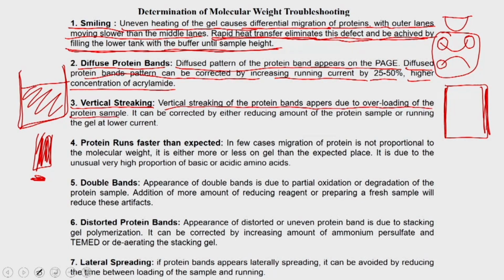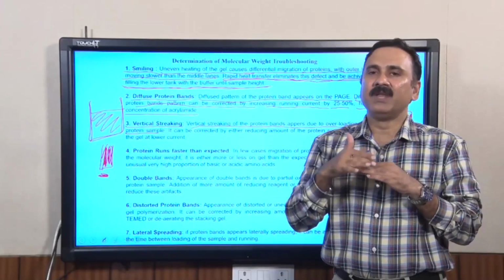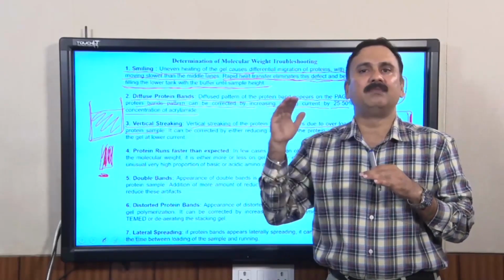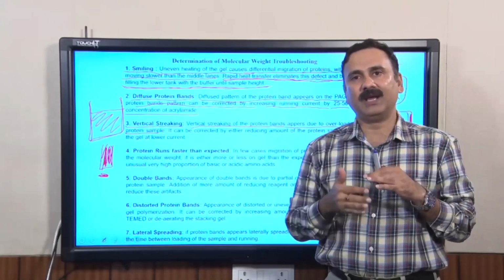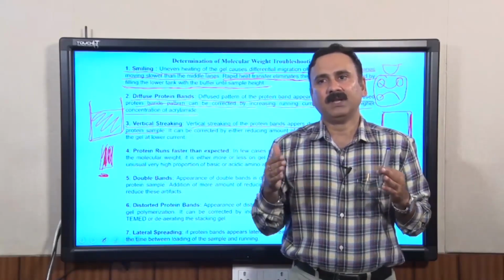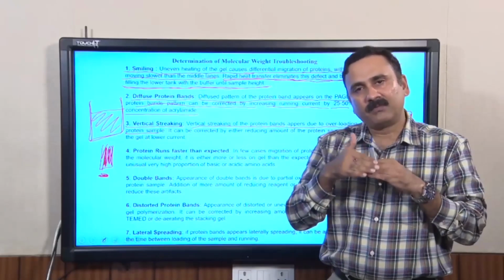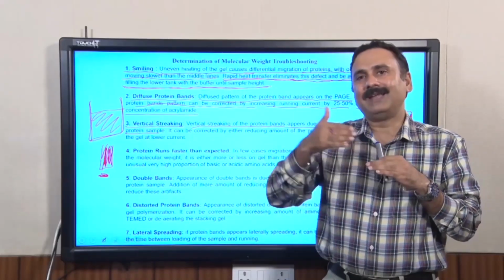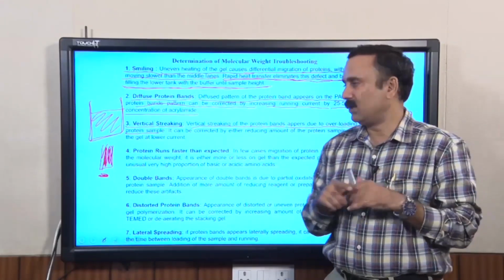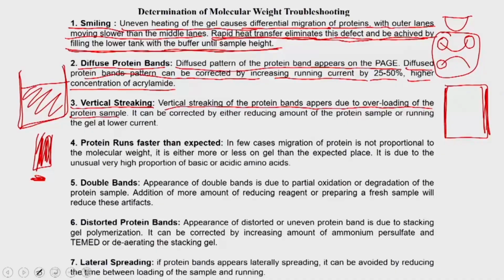If you remember, in the previous lecture we discussed that when you load a sample, it has to be stacked properly. But if you load a large quantity of the protein, what will happen is that before the last molecule of the protein is stacked, the first molecule will start migrating or resolving, and because of that some molecules are going to run slightly ahead of all the other molecules, and because of that you are going to have a vertical streak.